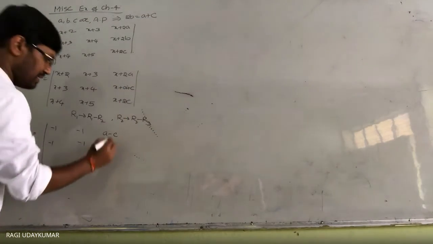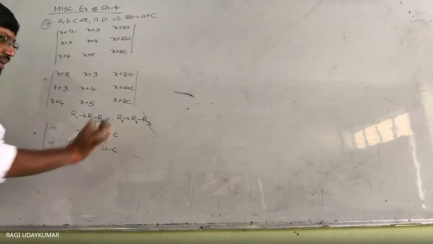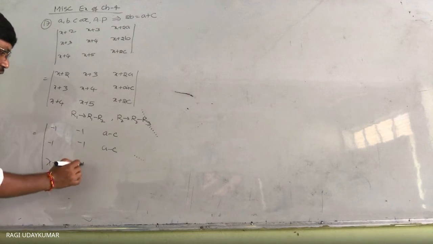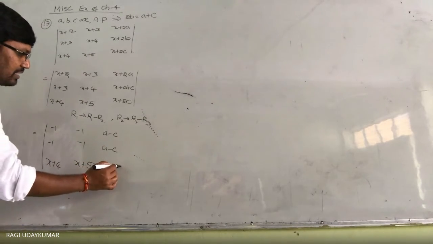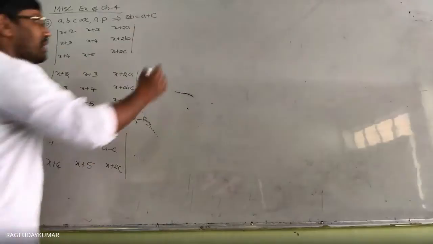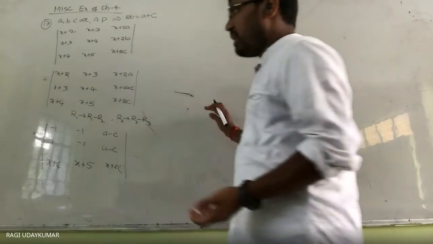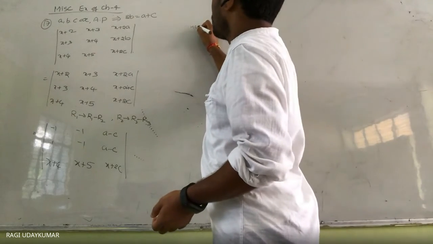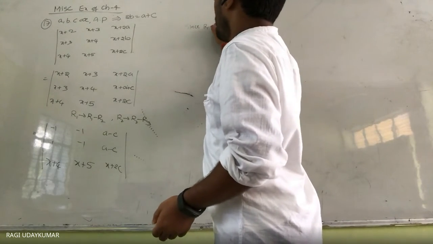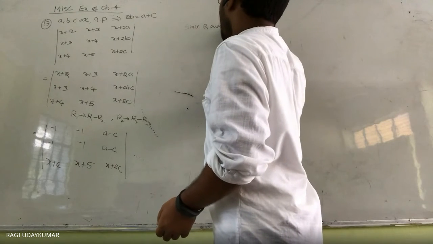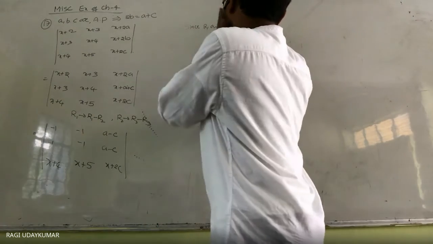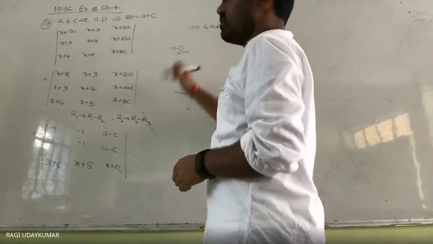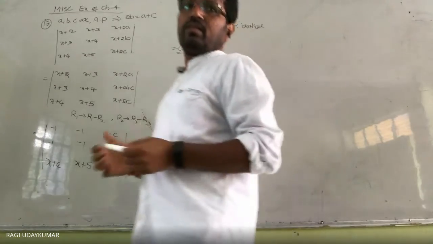A plus C minus C. इधर भी A minus C आ जाएगा. हो गया प्रॉब्लम. 2 rows are identical. X plus 4, X plus 5, X plus 2C. Since R1 and R2 are identical. See, simple calculation whenever you are doing, you are going to do it. Since R1 and R2 are identical, you can write therefore the determinant value is equal to 0. Isn't it?